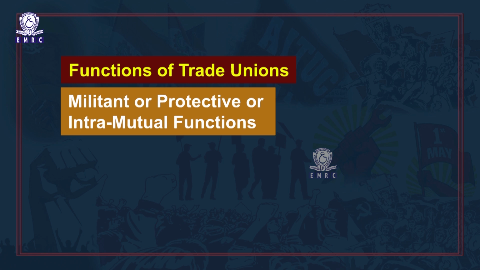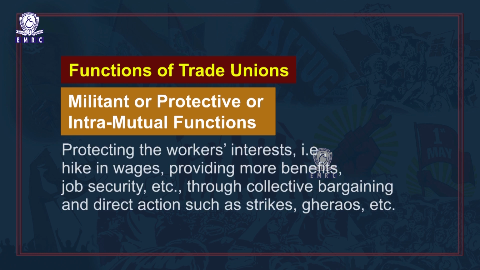After discussing the types of unions, let us now try to understand the functions of trade unions. Trade unions perform a number of functions in order to achieve various objectives to strengthen labor relations. The first type of functions are militant functions, or protective or intramural functions, which include protecting the workers' interests, that is, hike in wages, providing more benefits, job security, etc. through collective bargaining and direct action such as strikes, gheraos, etc.